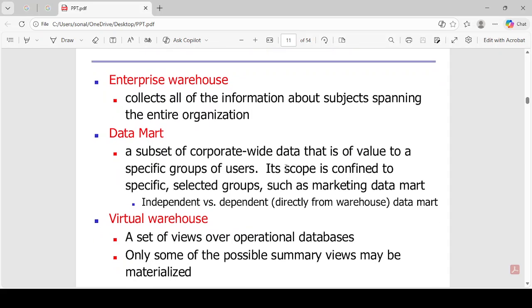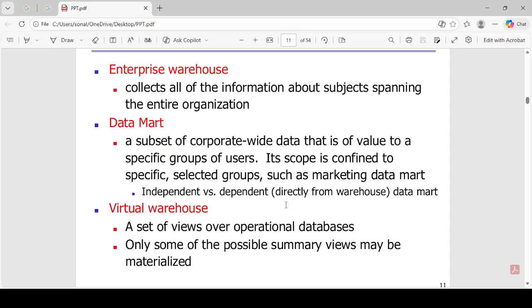Data marts are limited to a set of people. For example, a subset of corporate-wide data that is of value to a specific group of users. The scope is confined to only a specific and selected group of users. So a data mart is used only by some set of people. Let us take an example of top business management level users, who can make use of a data mart. There is limited access to data marts.